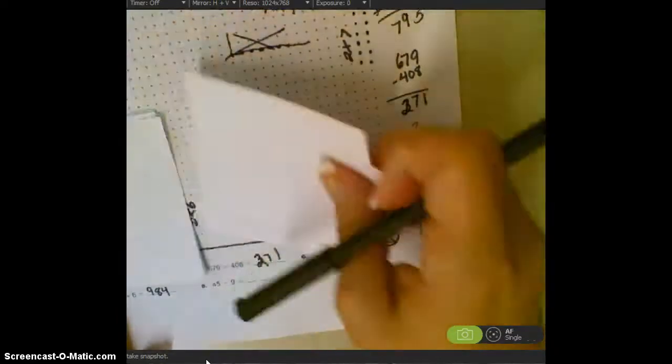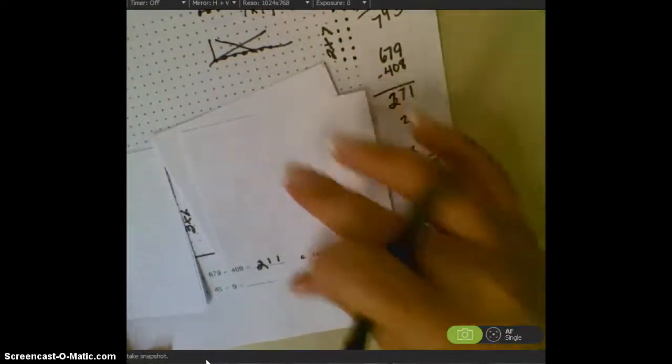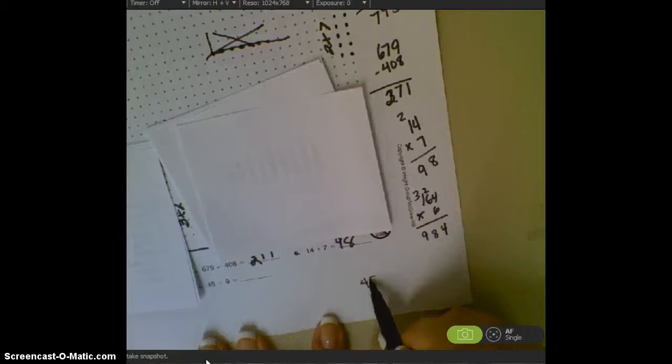And then our last one. 45 divided by 9. I don't know if you even need to write that out. I bet you just know. Because since 9 times 5 is 45, 45 divided by 9 is 5.